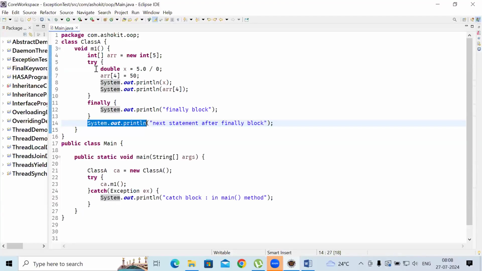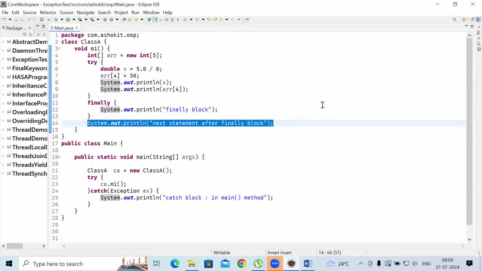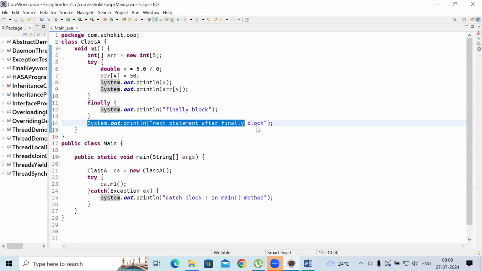If an exception occurs in the try block, then the statements written after the finally block will not be executed. If no exception occurs in the try block, then the statements written after the finally block will be executed. Am I clear with you? Good.